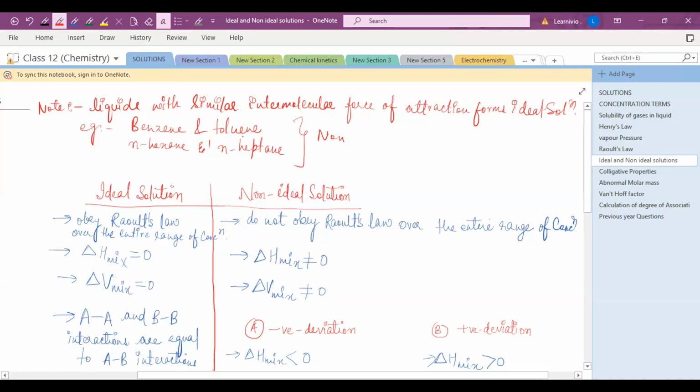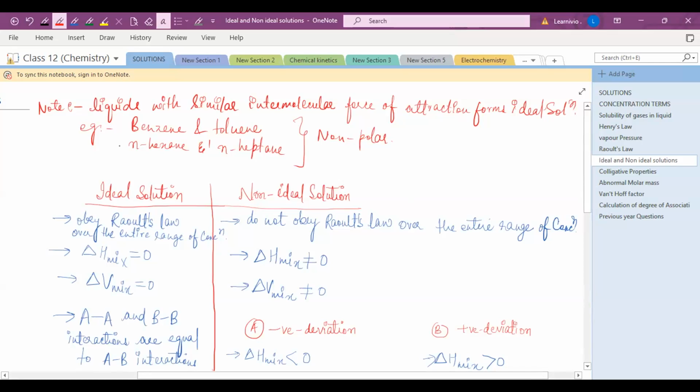When you add benzene to toluene, you will get an ideal solution which obeys the rules. And when you add n-hexane and n-heptane, you will also get an ideal solution. Why? Because their intermolecular force of attraction are similar, since both are non-polar. If you add one polar and one non-polar, then you will not get an ideal solution. Just remember that. If you take a polar one, for example acetone and benzene, when you add these, you will not get an ideal solution. So for the ideal solution, liquids with similar intermolecular force of attraction form the ideal solution.